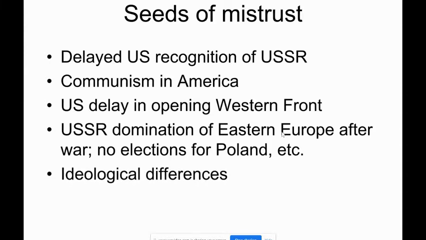Okay, but probably the biggest difference between the two that caused the biggest seed of mistrust is just a great big gigantic ideological difference between the two countries. So we'll just highlight two in particular. One would be economic systems. The United States was pro-business, pro-capitalism, individual choice of business, trade with every country that you possibly could.